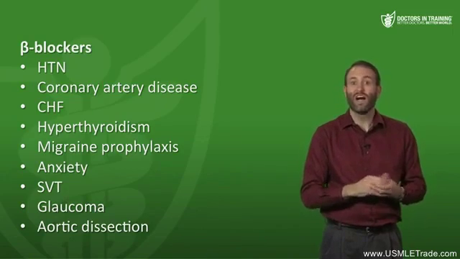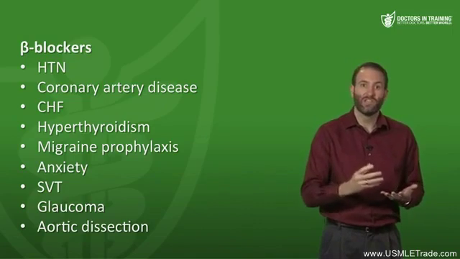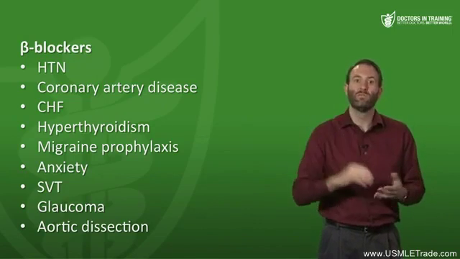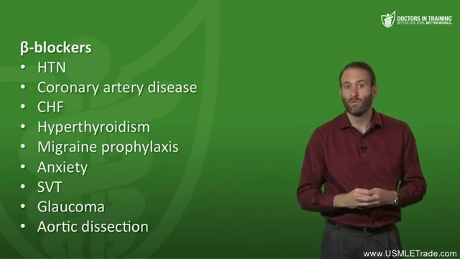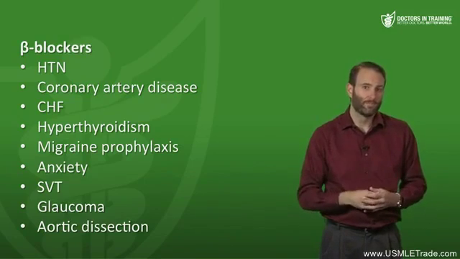So it's not just the high blood pressure that's making that aortic dissection worse, it's that rapid increase of BP during each beat of the heart. So that's why beta blockers are the antihypertensive drug of choice for aortic dissection.